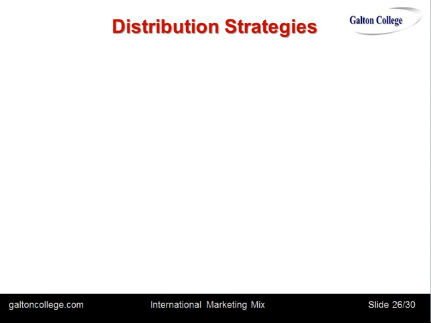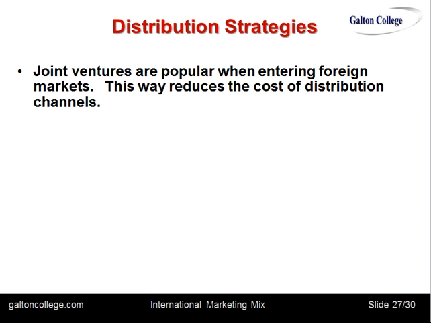Let's talk about the distribution strategies. Well, joint ventures are popular when entering foreign markets. This reduces the cost of distribution channels. A joint venture is when two companies, one the original market and one in the new market, when the two companies form a relationship to sell this product. So there's a joint venture.